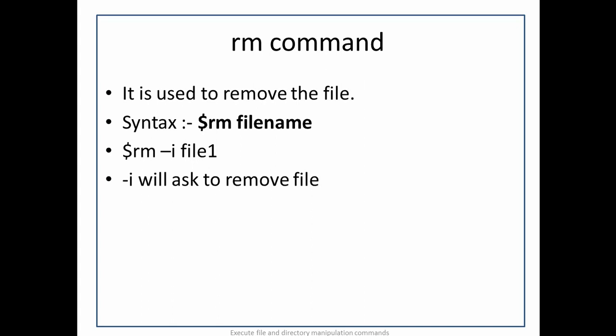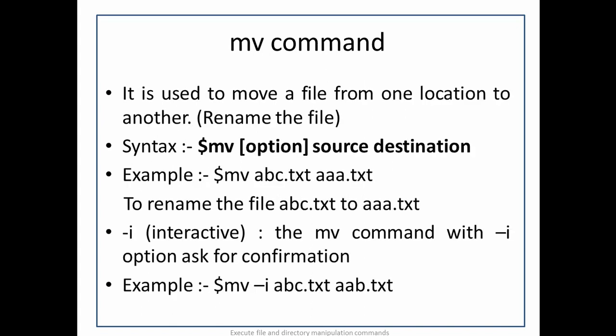rm command. It is used to remove a file. The syntax is rm file name. rm -i option will make the command interactive. mv command. It is used to move a file from one location to another location. For example, we can use it to rename a file. The syntax is mv option and source and destination file. -i option is used to make the mv command interactive. With this, if an already existing file is there, it will ask us whether to overwrite the content or not. So the mv command is used to rename the file.